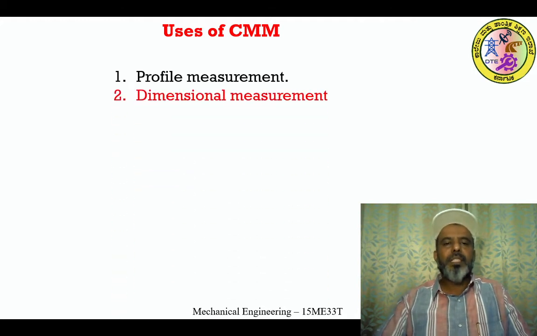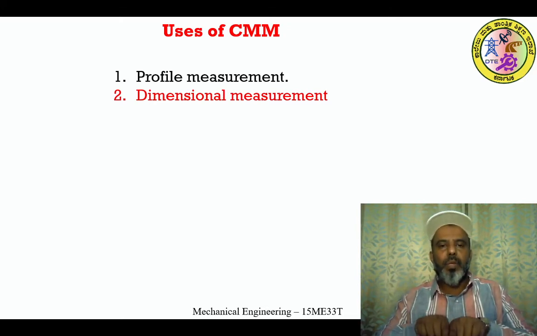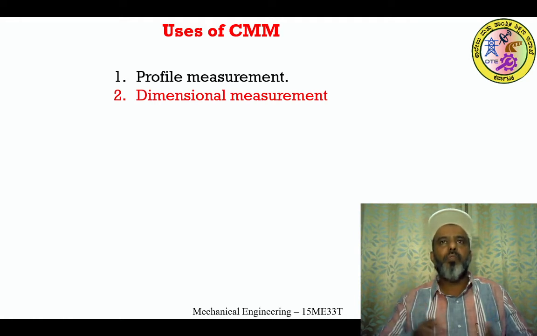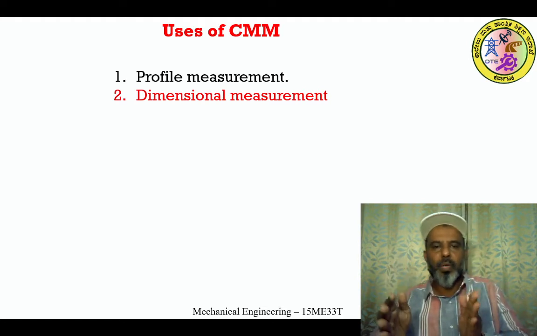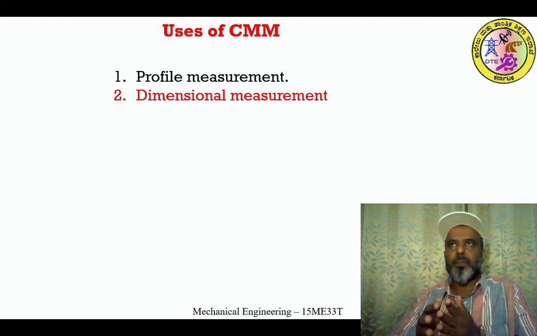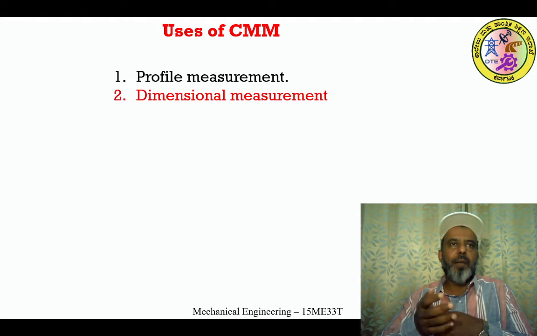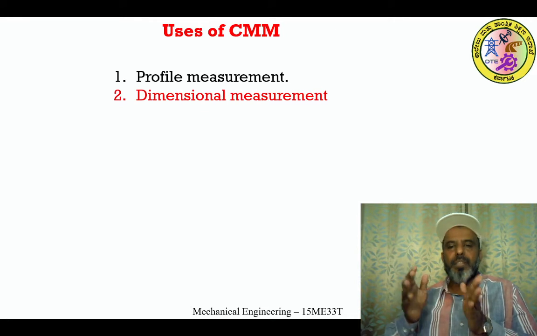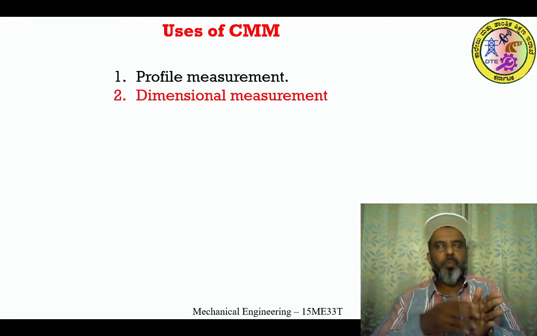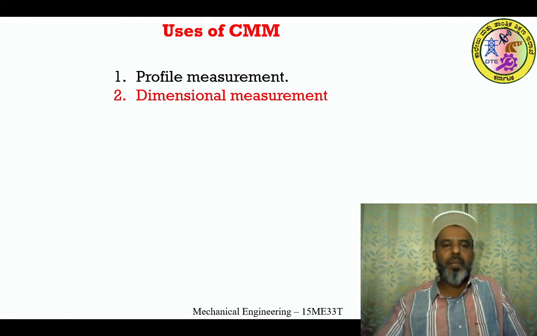Secondly, this can be used for dimensional measurement. Suppose there is a square plate, and in that square plate a number of holes are located. If you want to measure the center distance from one hole to the other hole, that is referred to as dimensional measurement. Therefore, the CMM can be used either for profile measurement in cams, gears, warp surfaces, etc., or for the measurement of center to center distances, or from a reference point to another point. From a common reference, we can make easy measurements, that is referred to as dimensional measurement.